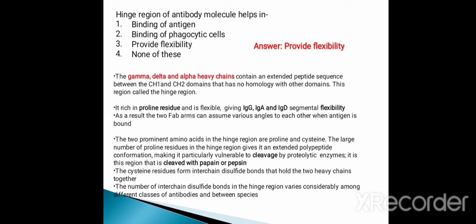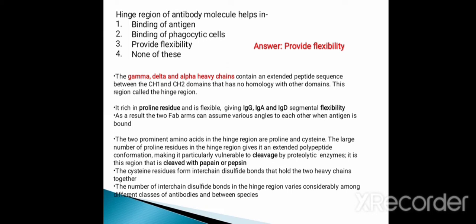Apart from proline, another important amino acid in the hinge region is cysteine. So the two prominent amino acids in the hinge region are proline and cysteine. The large number of proline residues in the hinge region gives it an extended polypeptide conformation, making it particularly vulnerable to cleavage by proteolytic enzymes such as papain or pepsin. For CSIR NET, ICMR NET, GATE and various other exams, very often you will get questions related to papain or pepsin digestion of immunoglobulin molecules. I will discuss this question later.